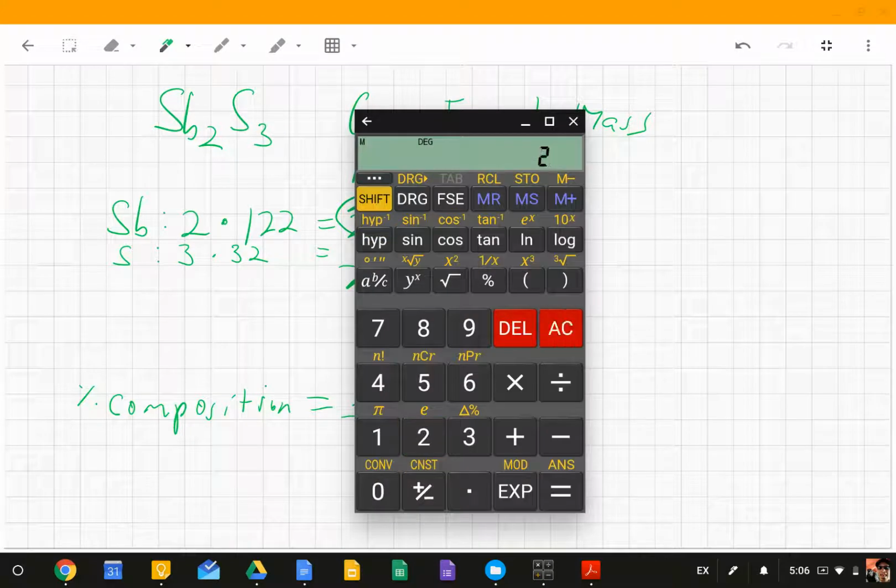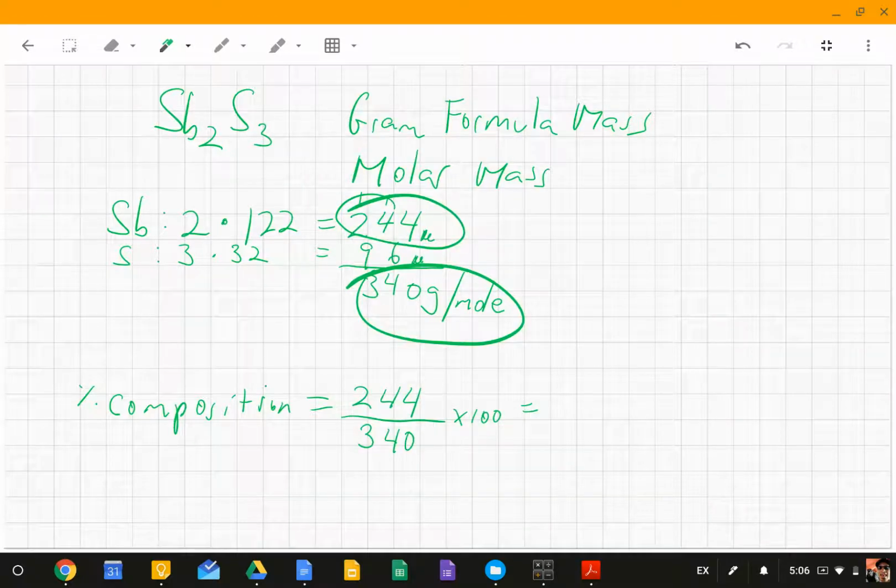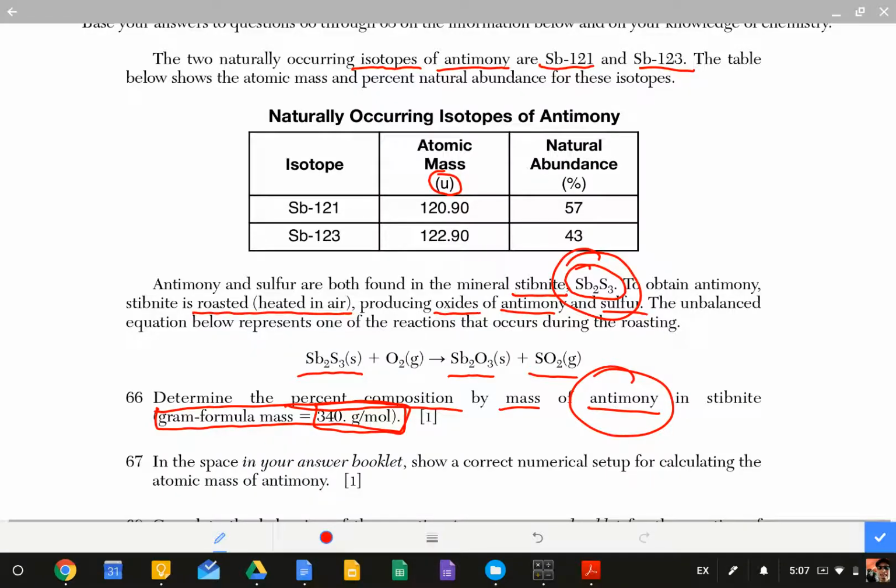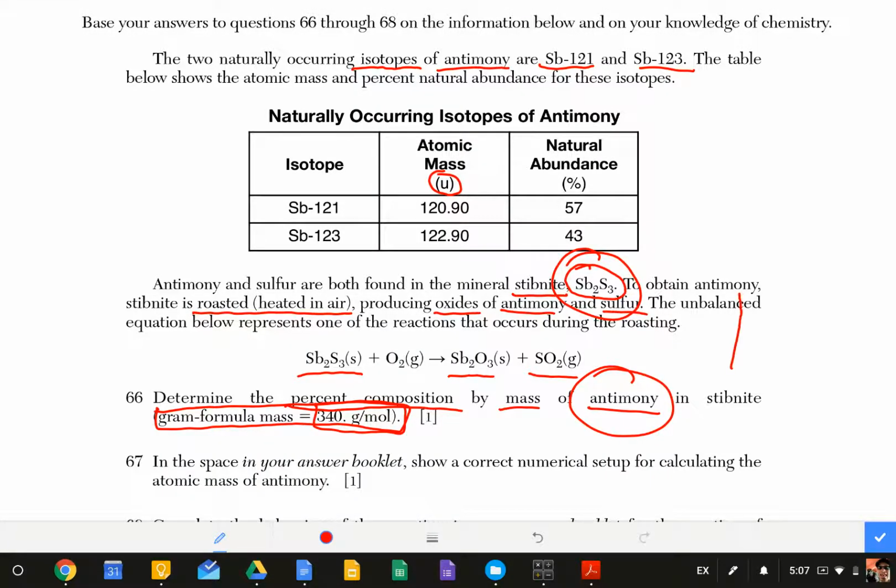So 244 divided by 340 times 100 equals about 71.76, so almost like 72% antimony. Approximately 72% antimony by mass. There you go. And that is how you calculate the percent composition by mass.